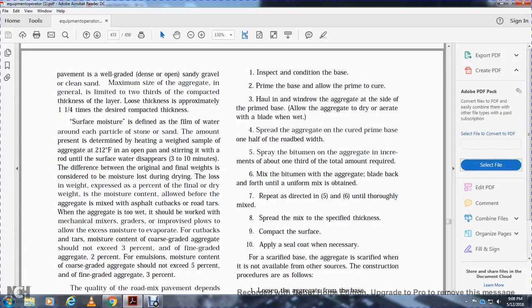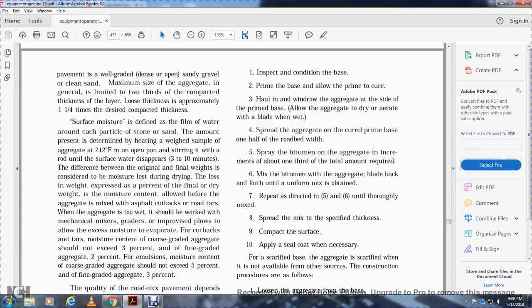Surface moisture is defined as the film of water on each of the particles. To measure it, weigh a sample of the aggregate and heat it to 212 degrees in an open pan, stirring it with a rod until the surface water disappears, within 3 to 10 minutes. The difference between the original and final weights is considered the moisture loss during drying. Loss of weight is expressed as a percent of the final dry weight.